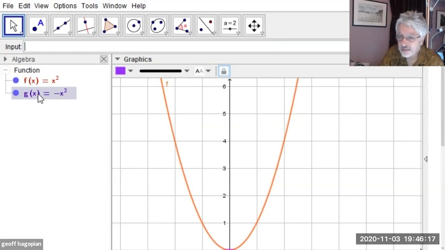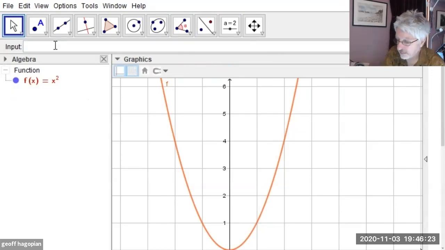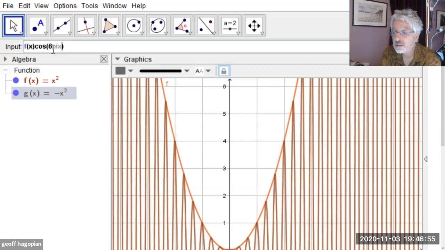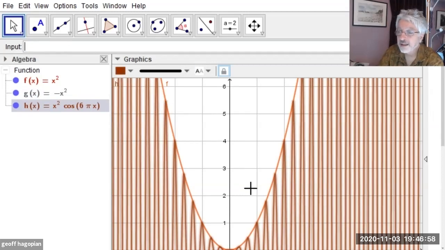Or in fact, let's not do that. Let's do -f(x). Same thing in a way, but if I just redefine f of x, then I don't have to redefine g of x. G of x is -f of x, right? And so h of x is going to be f of x times, and what do they want? Cosine of 6 pi x. Yeah, that's it, all right.